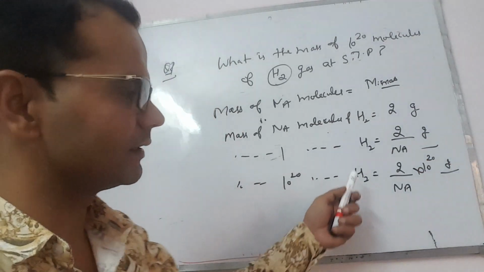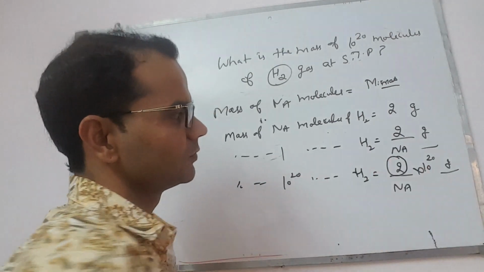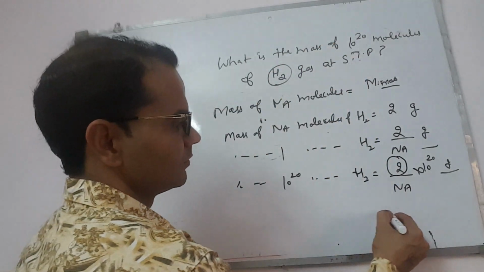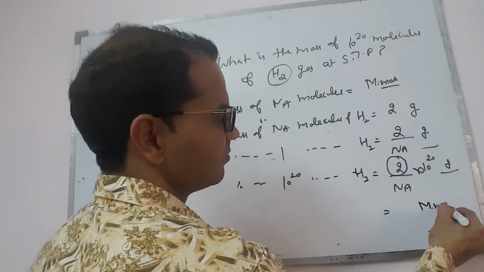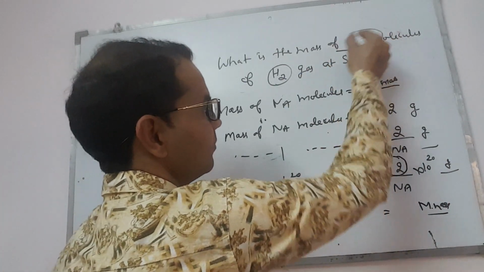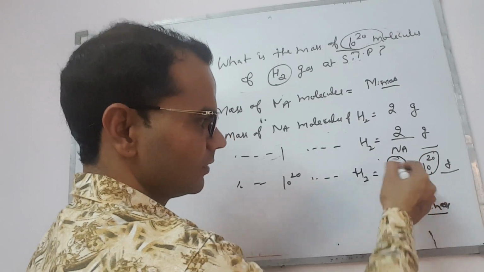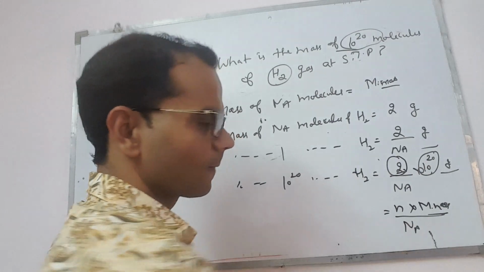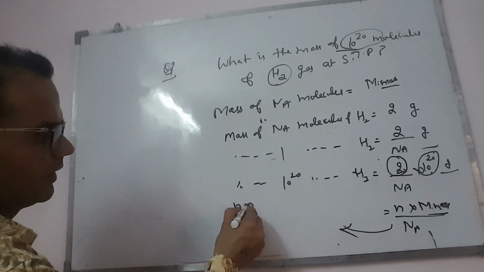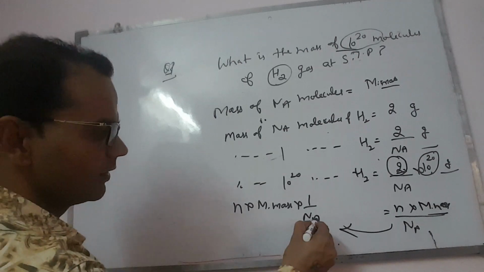Now I am not going to solve it here. Just understand it. What is this 2? 2 is the molecular mass of hydrogen. What is 10 raised to power 20? This is the given number. I labeled it as N. So N into molecular mass by Na. I can conclude from here N into molecular mass into 1 by Na.